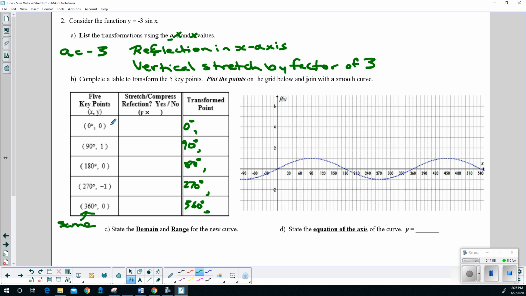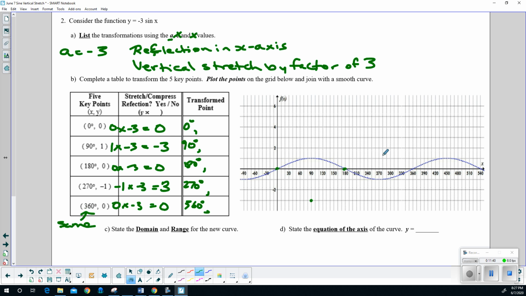My y values, I'm going to take my y value and I'm going to times it by -3. Oh, times it by 0. Love it. 1 times -3. Oh, another easy one. Gotta love it. 0 times -3 is 0. -1 times -3. Watch those signs. So that gives me a +3. And then 0 times -3. Well, that gives me a 0. Okay, here we go. 0.